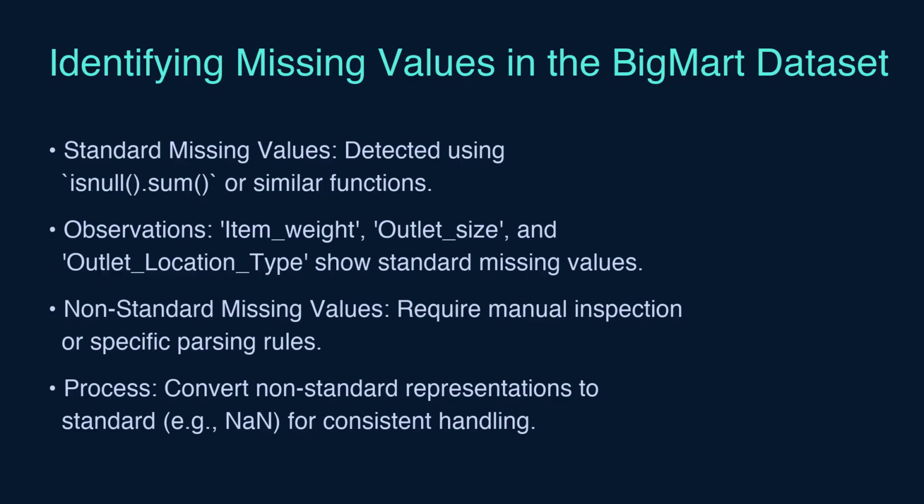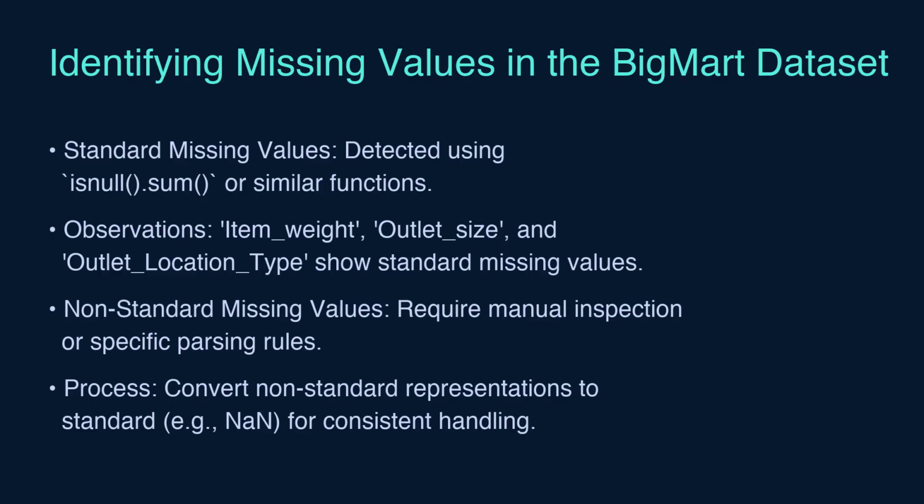However, we also need to be vigilant for non-standard missing values. This often involves looking at unique values within categorical columns or scanning numerical columns for unusual placeholders. If we find any, say, an NA string in a column that should contain numbers, our next step is to convert these non-standard representations into standard NaN values. This conversion ensures that all missing data, regardless of its original representation, is uniformly treated, simplifying subsequent imputation or removal processes.